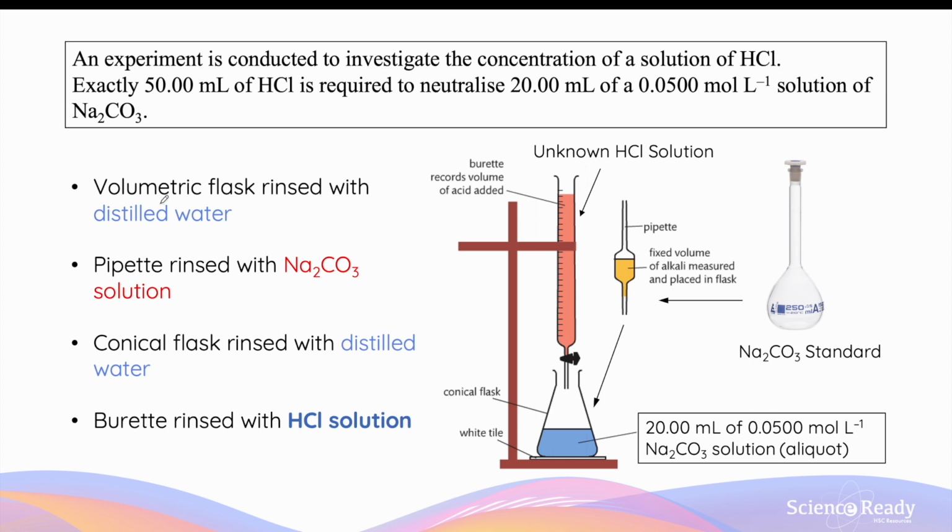So to summarize, the volumetric flask used to prepare the standard solution is to be rinsed with distilled water. The pipette is rinsed with the sodium carbonate solution, because we're using the pipette to transfer the standard solution of sodium carbonate from the volumetric flask into the conical flask. The conical flask is rinsed with distilled water, and the burette is rinsed with the titrant solution. And in our example, the titrant solution will be the unknown hydrochloric acid solution.